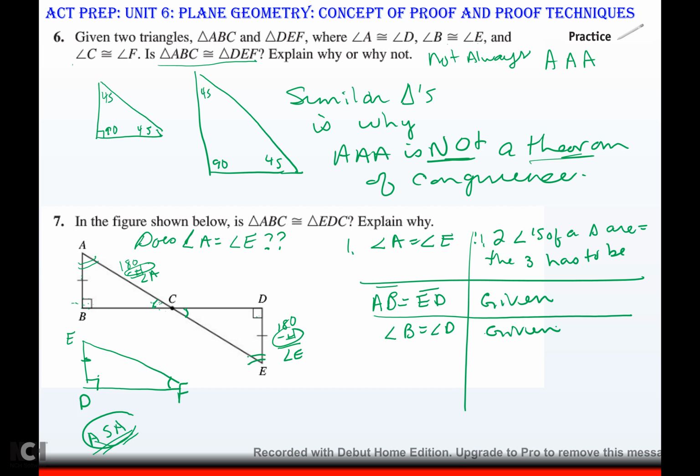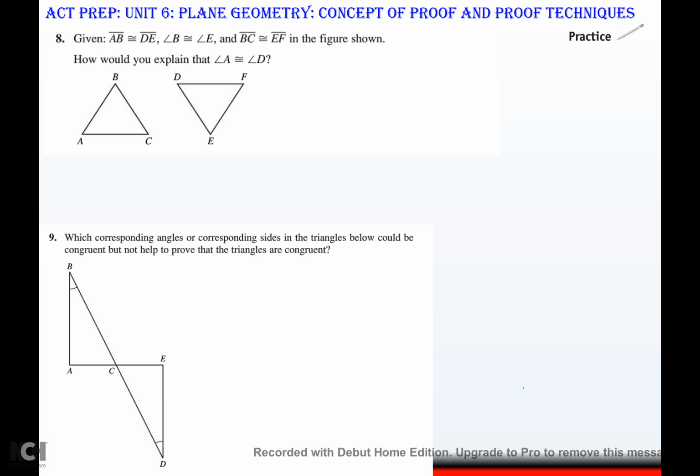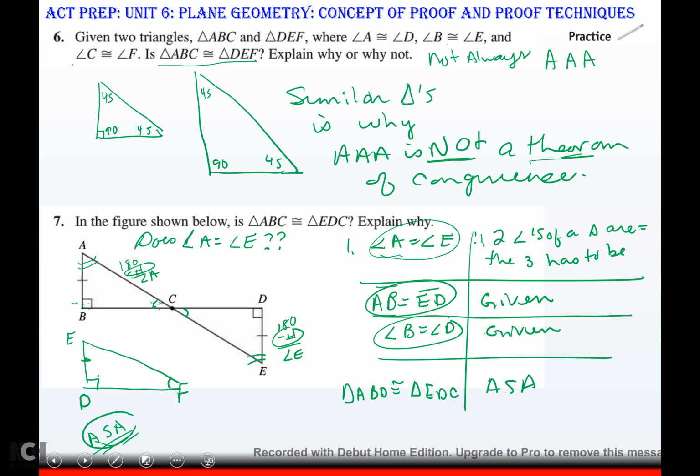And I know that, so what am I trying to do? Angle, side, angle. Well, there we go. Angle, right, side, angle. So I can say triangle ABC is congruent to triangle EDC by angle, side, angle.